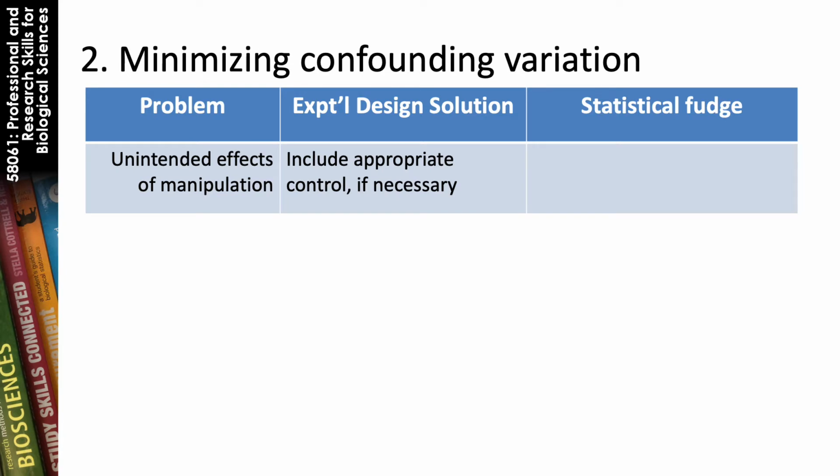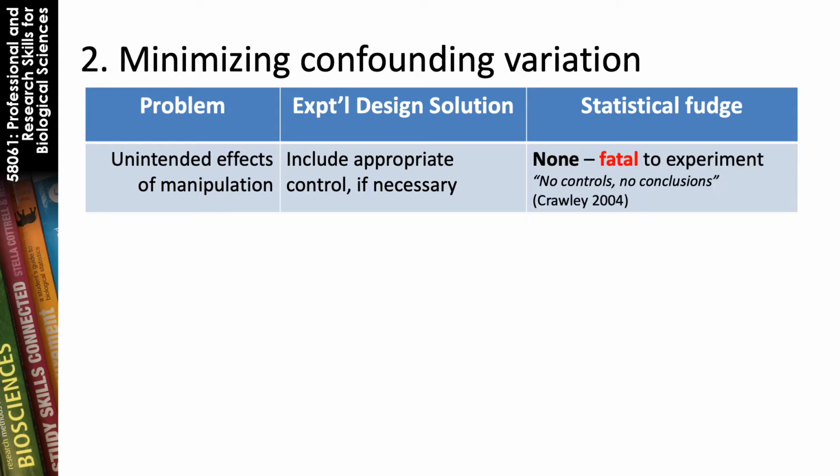So the first problem is the unintended effects of manipulation, things that might arise because of all the things that you do to bring about your manipulation. If you're performing a surgery, for example, the procedure of going under the anaesthetic might affect the variable you want to measure. It isn't the manipulation that you're trying to observe, but it's something you have to do in order to conduct that manipulation. The solution for this, of course, is to include the appropriate control if it's necessary.